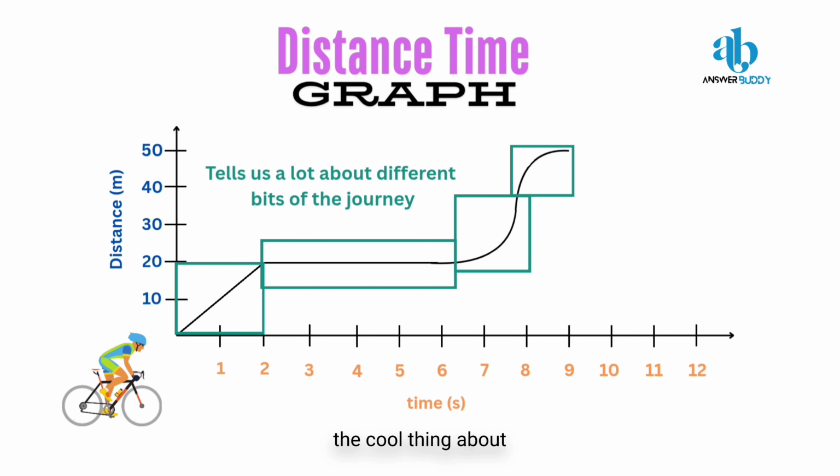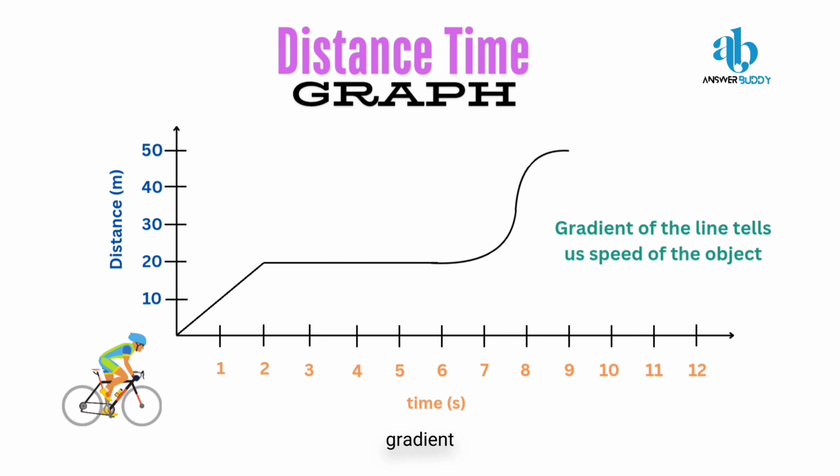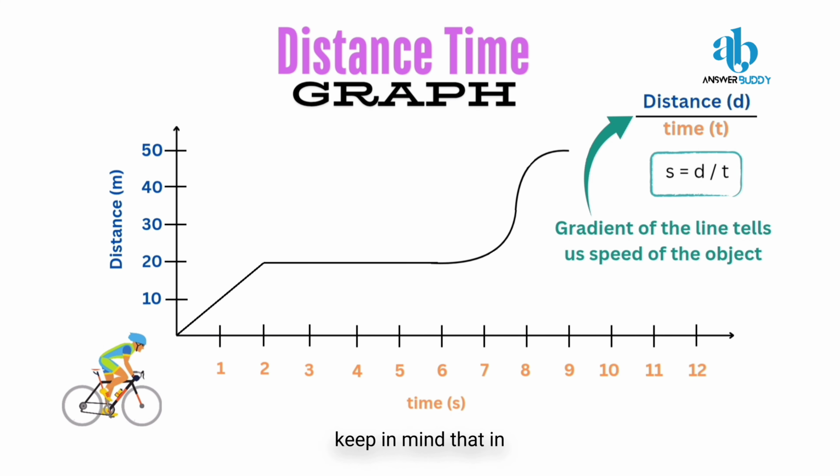So here's the cool thing about distance time graphs. The gradient of the line tells us the object's speed at any point. It's pretty straightforward, right? The gradient is just the change in distance divided by the change in time, which is basically the formula for speed. So always keep in mind that in a distance time graph, the gradient is always equal to speed.